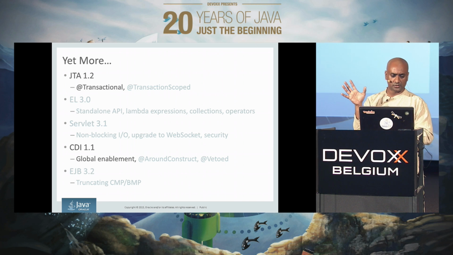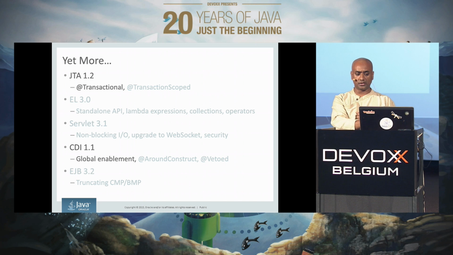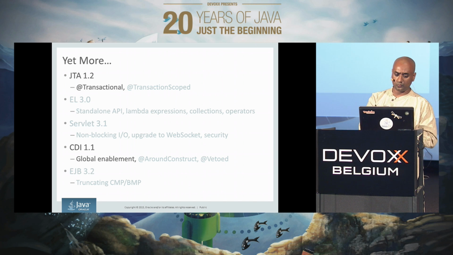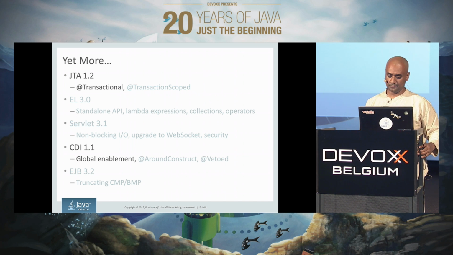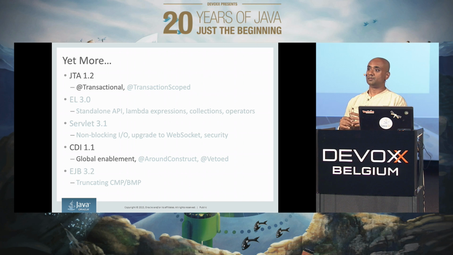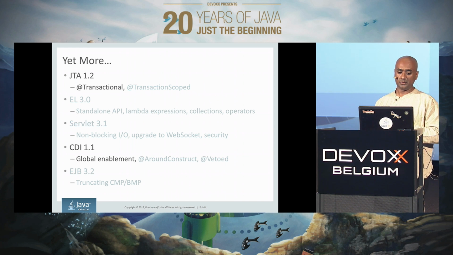I think somebody mentioned truncation. So yes, one of the things we truncated this time was CMP, container managed persistence. Very old stuff from EJB, the Entity Beans 2.0 era. And also BMP, bean managed persistence. That's yet another EJB 2 Entity Bean thing. That's been truncated in Java EE 7.